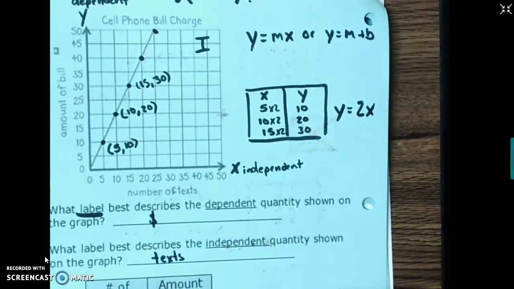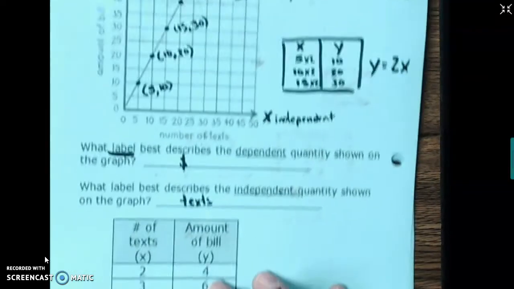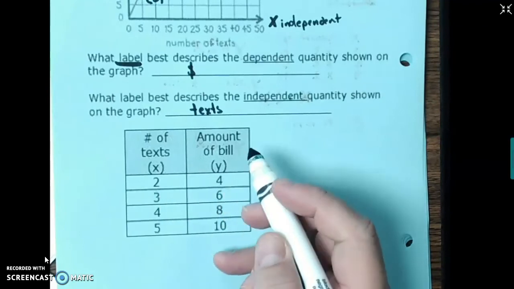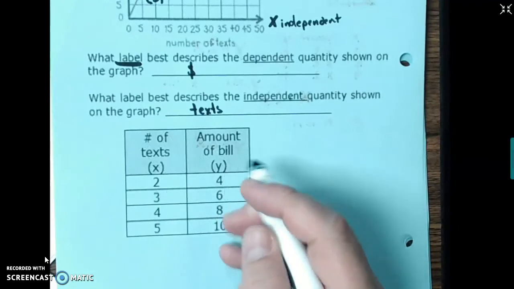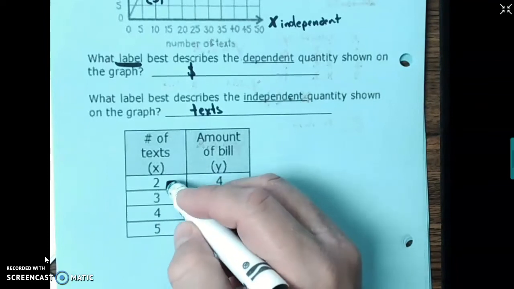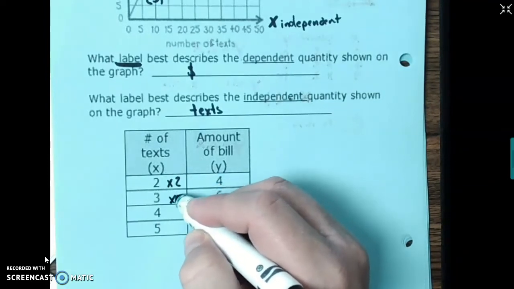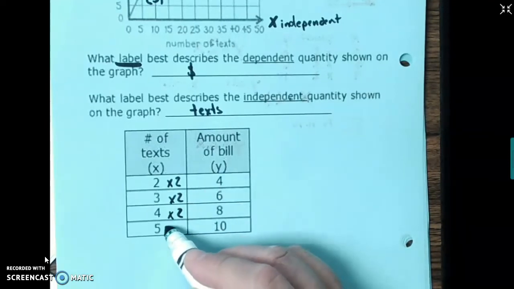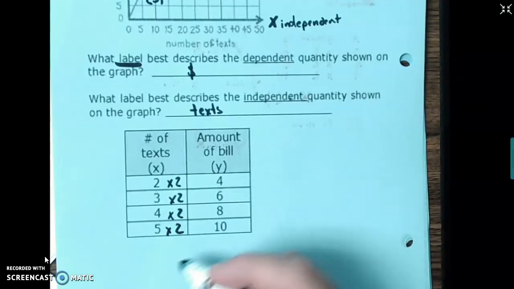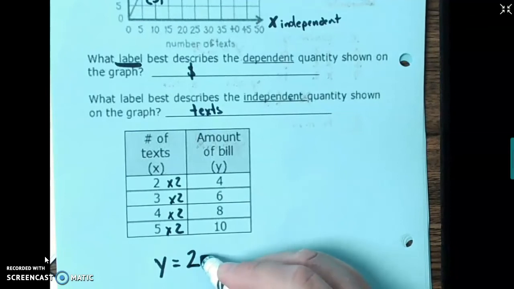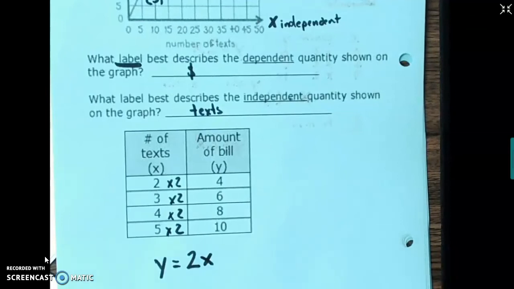Okay? And they have done a table down here, and it's the same information, but we're going to look at it again. So 2 plus 2 is 4, okay, could be that. 2 times 2 is 4, could be that too. 3 plus 2 is not 6. 3 times 2 is 6, so we're going to start with times 2. And we're going to make sure that it works for everything. 4 times 2 is 8. 5 times 2 is 10. It does. So my y value is equal to 2 times my x value.